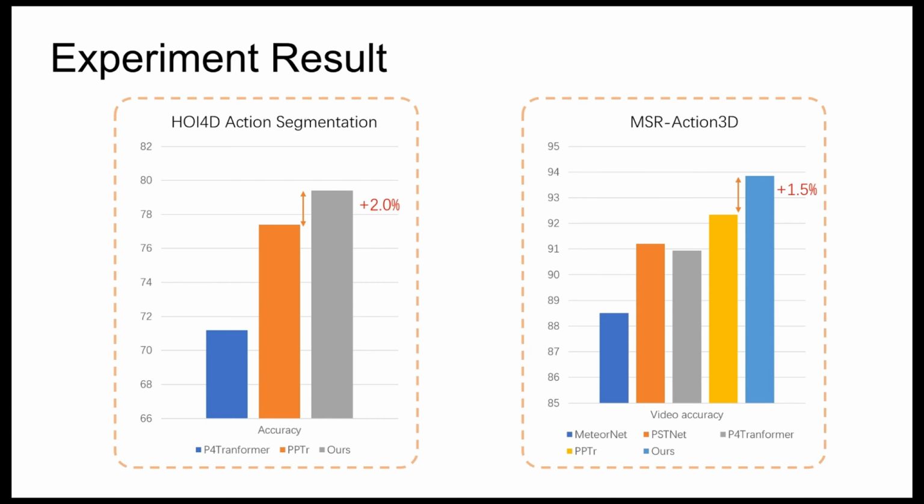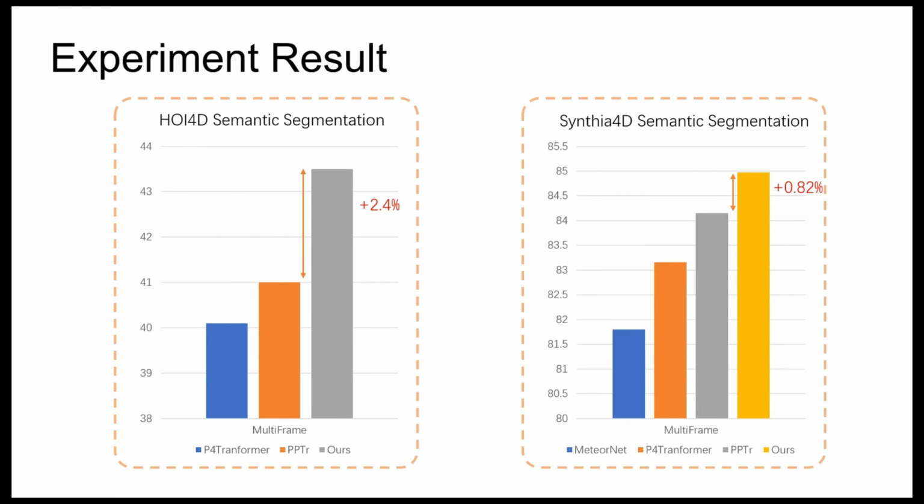We cover 4D point cloud sequence understanding tasks: action segmentation on HOI4D, action recognition on MSR-Action3D, indoor semantic segmentation on HOI4D, and outdoor semantic segmentation on Synthia 4D. We show that our method is able to outperform prior methods significantly. Here we show the results of the HOI4D action segmentation and MSR-Action3D action recognition. And here we show the results of the HOI4D semantic segmentation and Synthia 4D semantic segmentation.